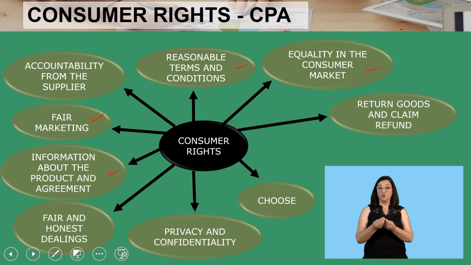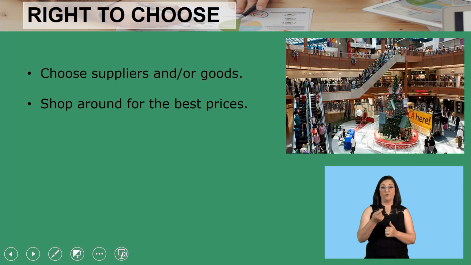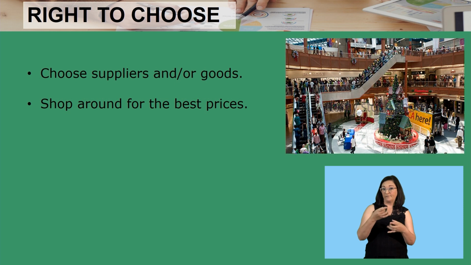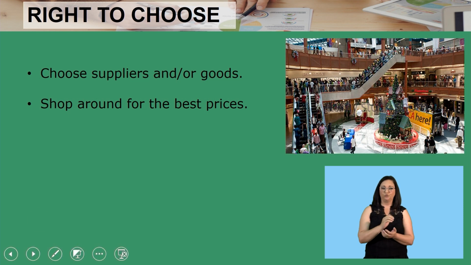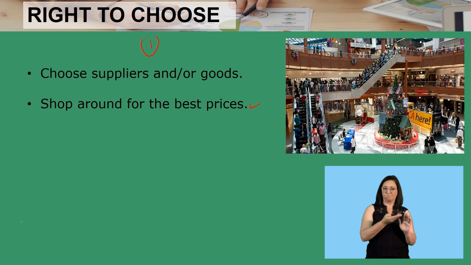Return goods and claim refund, complain. Right, let's try and explain them quickly. Right to choose, remember we spoke about information and being able to make informed decisions. So consumers need to have enough information so that they can choose suppliers or goods. They can shop around for the best prices because the information is there, prices are being disclosed. So that is the right to choose. That is the first one.